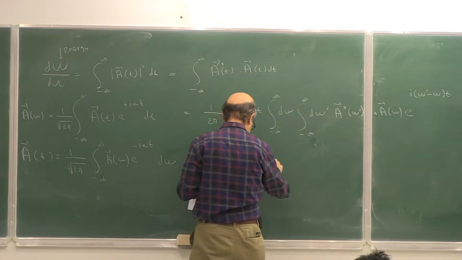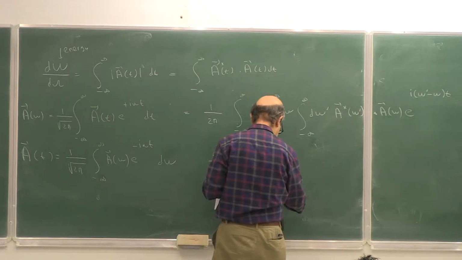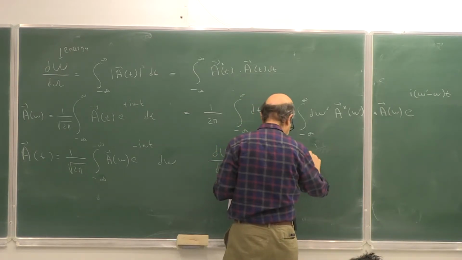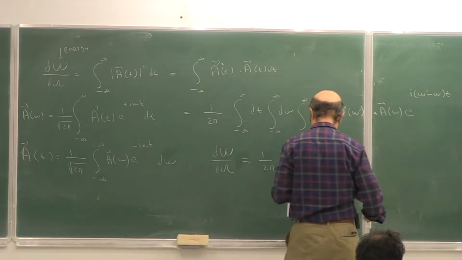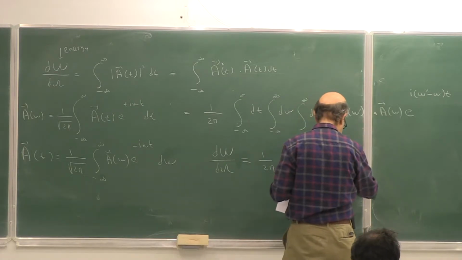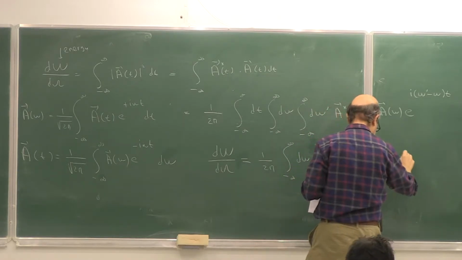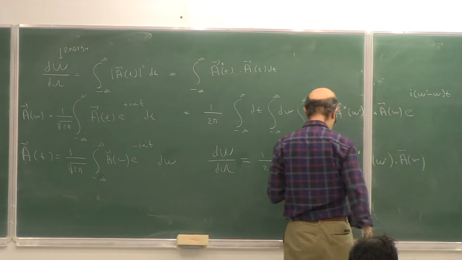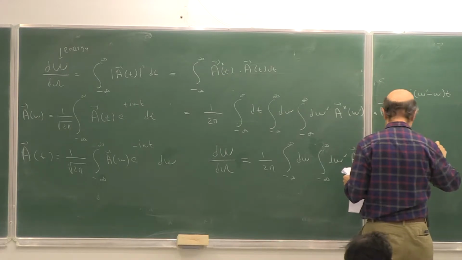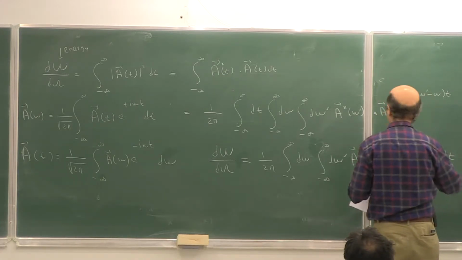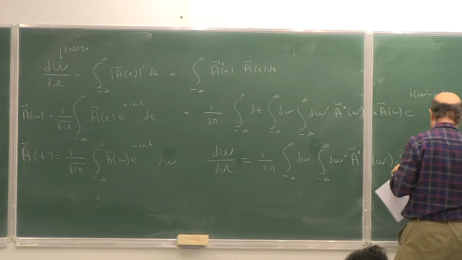So 1 over 2 pi here, and take the omega and omega prime integrals in front, d omega d omega prime, and we have A complex conjugate of omega prime dot A of omega, that term, and take the first time integral. So take the first time integral dt, and e to the i omega prime minus omega t.